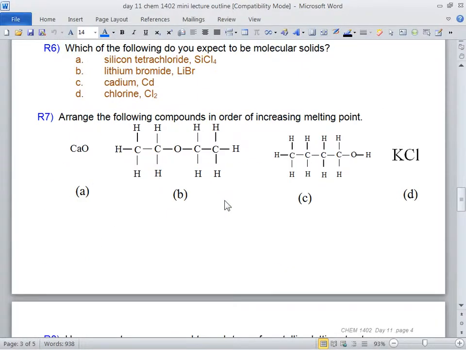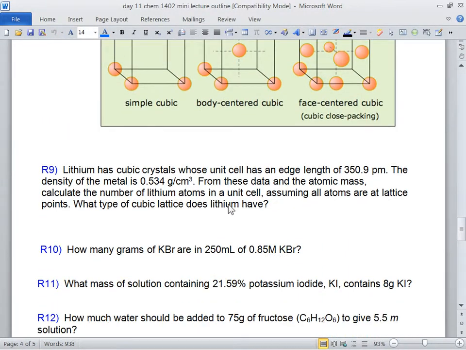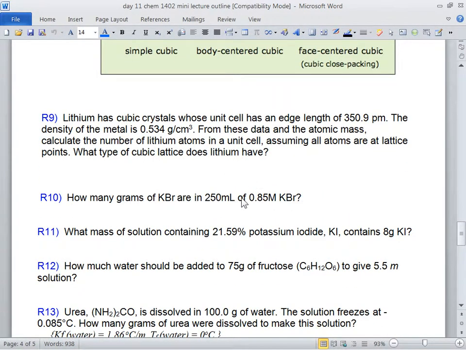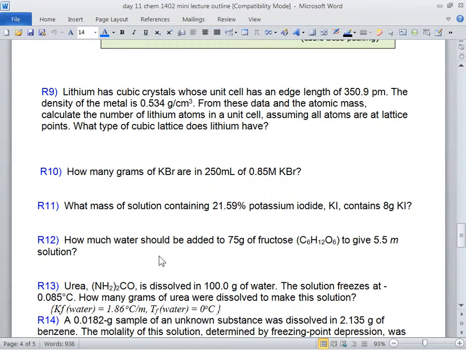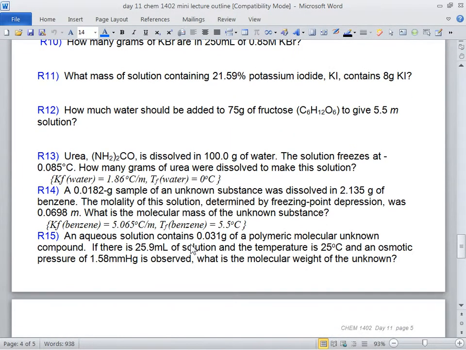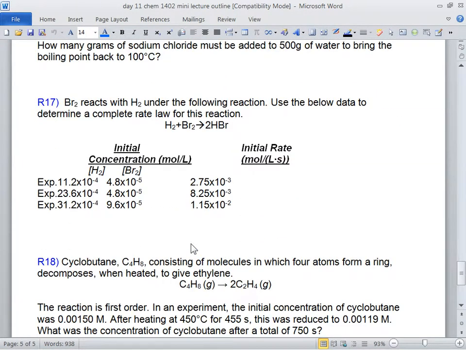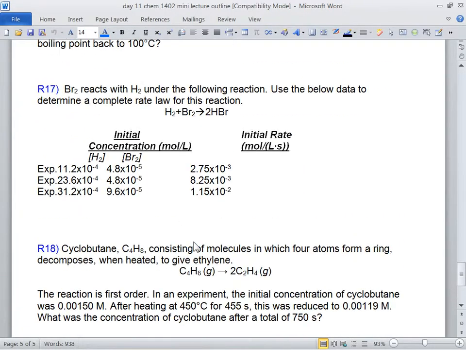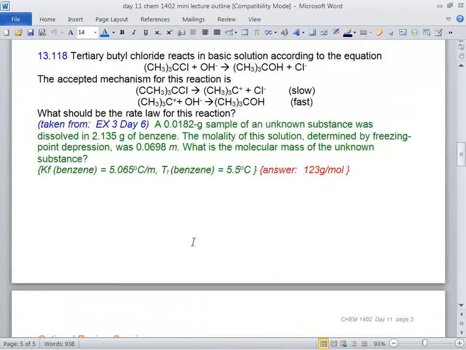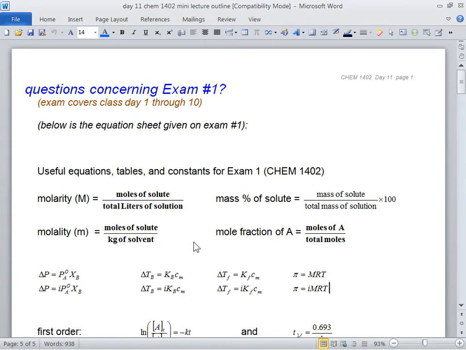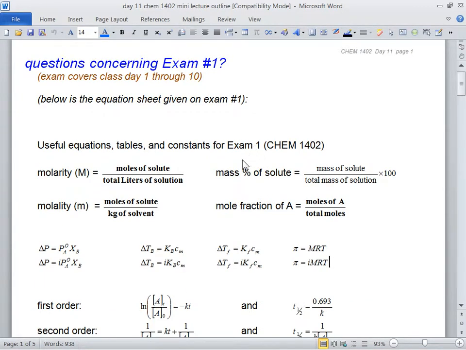Those how would you prepare ones. You remember those? See, there's this kind of solution problem: how many grams are in something? But here's a how would you prepare one kind of: how much water should be added? And then I've got another sheet of problems that we can also mess with. And then we've got these.